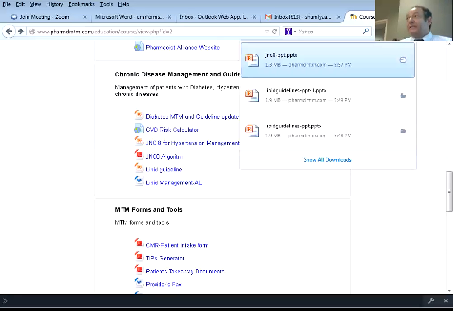JNC8 versus JNC7, the 8 versus the 7. We treat to less than 150/90 in patients over the age of 60. For everybody else, the target is less than 140/90. And there are only 4 classes of drugs they give. One is thiazide diuretics, one is calcium channel blockers, one is ARBs, and one is ACE inhibitors. That's all we've got.